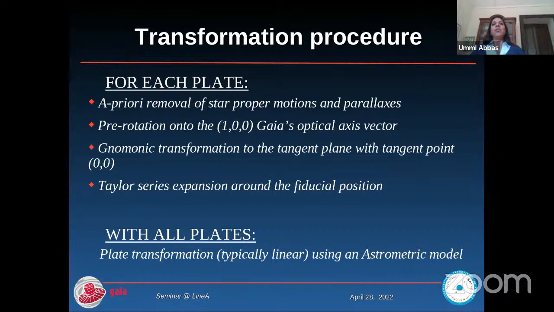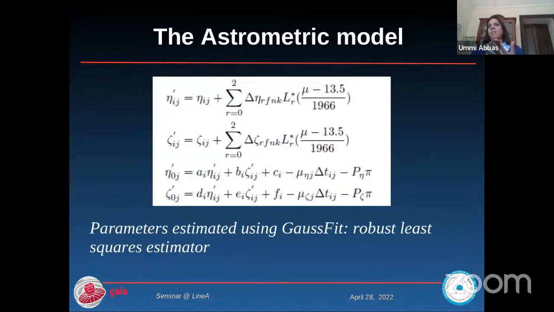And in order to do this, we rely upon a linear transformation, usually linear, and we use a particular astrometric model. For example, this is one example that we used for the ecliptic pole scanning observations of the reference stars in that case. And here we use many, many unknowns. So in this case, for example, eta and zeta are just the field angles. So the field angle in the along scan, which is eta, and in the second equation, zeta, is the field angle in the across scan, so the AC field angle.